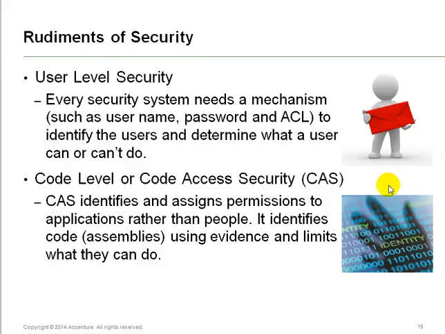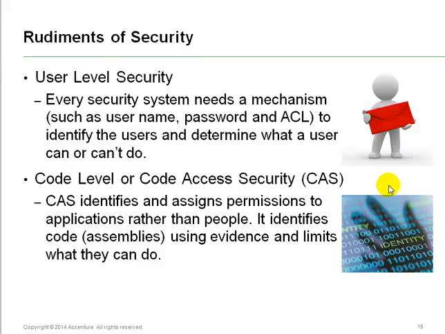Linked to our identity is something called an access control list, and that gives us authorization to do certain things on certain programs. So it gives us access to certain programs. For example, we might have an ERP system, and it determines what we can do with that software. Today we're going to focus on the second one, code access security, or code-level security.